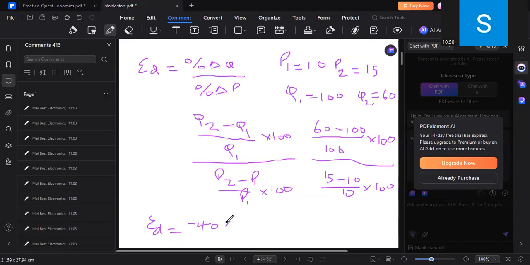So percent and percent will cancel. 40 divided by 50, what do we get? Negative 0.8. So what is your comment on negative 0.8? Demand is inelastic. So in practical terms, what does inelastic mean?